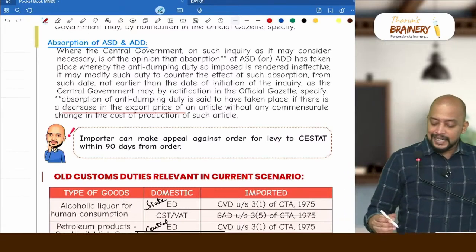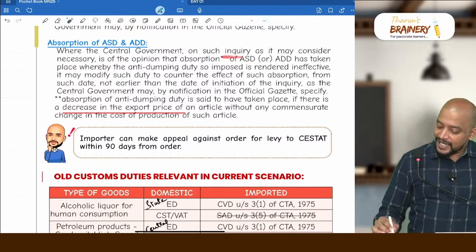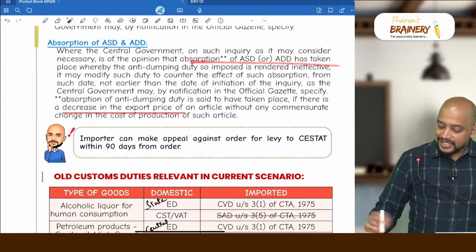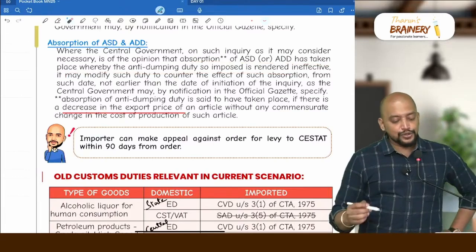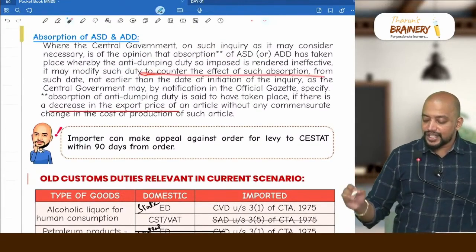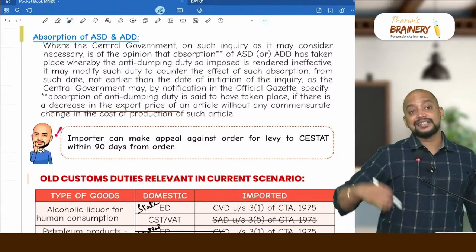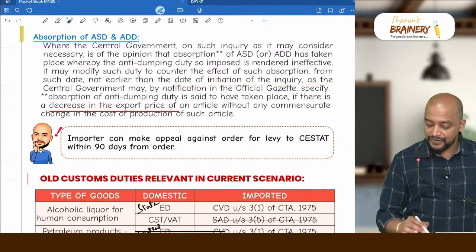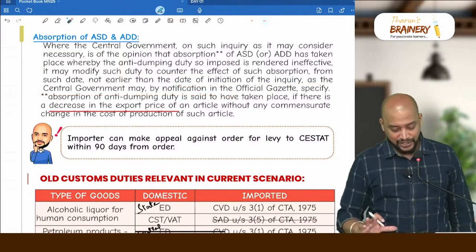Then where the central government is of the opinion that absorption has taken place whereby the anti-dumping duty so imposed is rendered ineffective, it may modify such duty to counter the effect of such absorption from such date not earlier than the date of initiation of inquiry as the government may by notification specify.